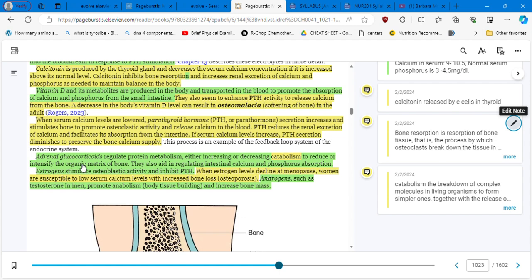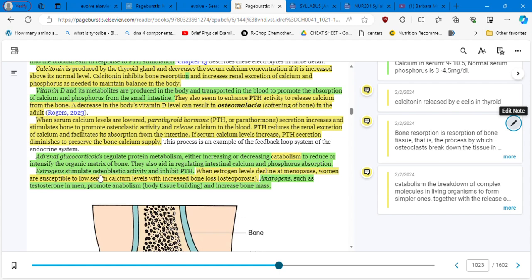Adrenal glucocorticoids regulate protein metabolism either by increasing or decreasing catabolism. Catabolism is the breakdown of complex molecules in living organisms to form simple ones, okay? So to reduce or intensify the organic matrix of bone. They also aid in regulating intestinal calcium and phosphorus absorption.